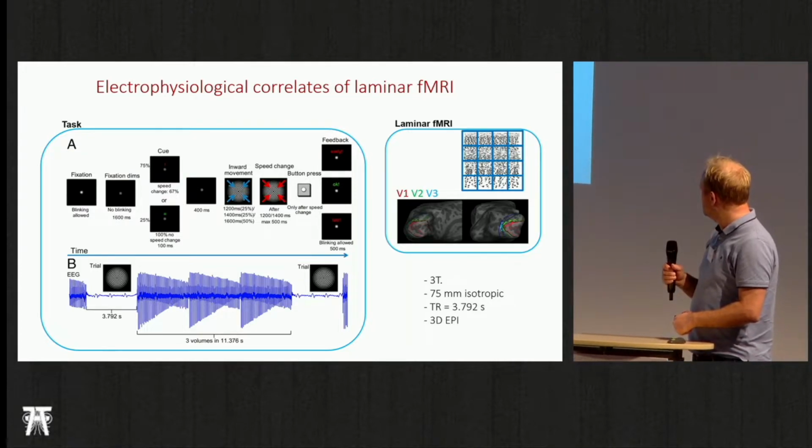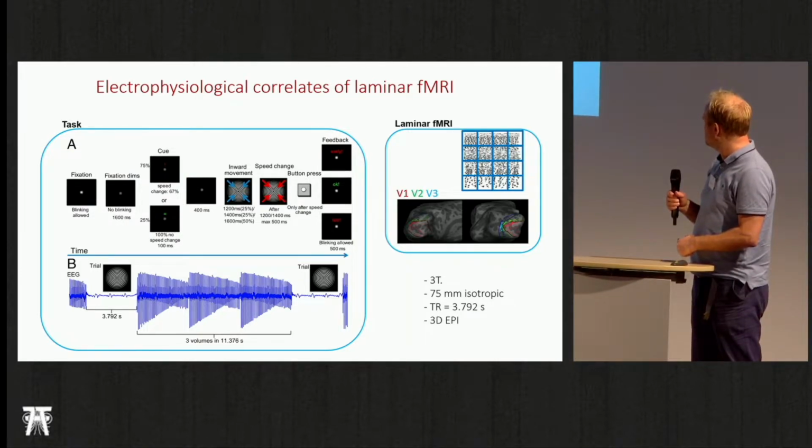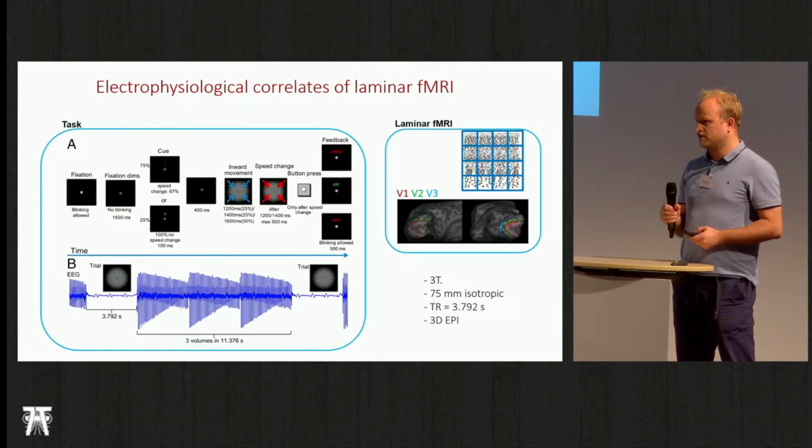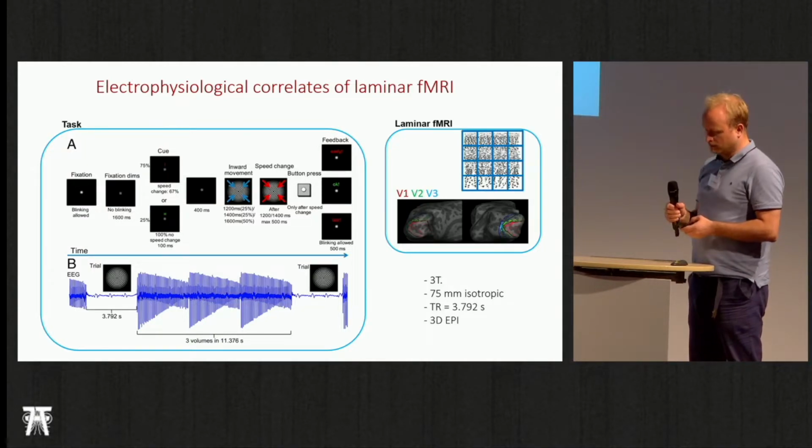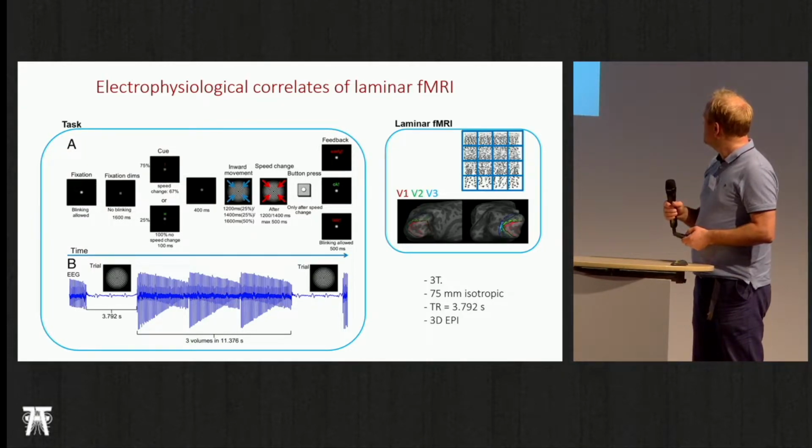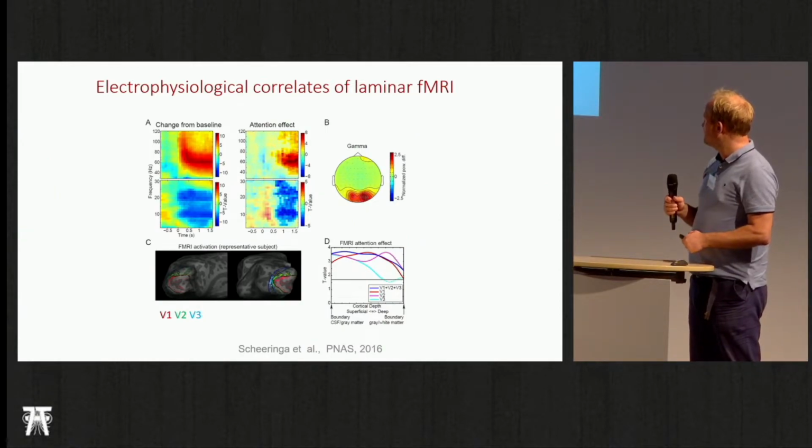It should say 0.75 millimeter isotropic, and we did it actually at 7 Tesla. At 3 Tesla in Nijmegen. So, these are the quick basic results of this experiment.